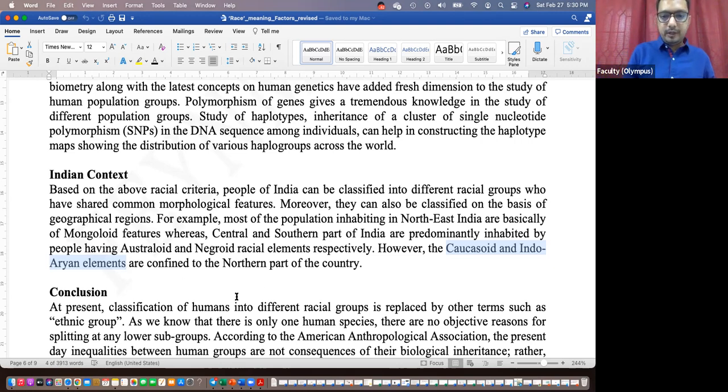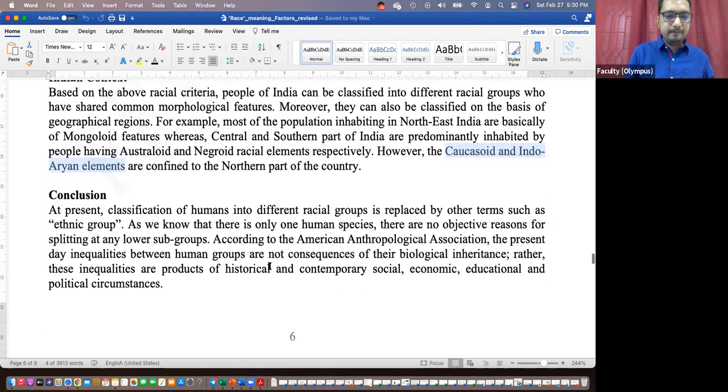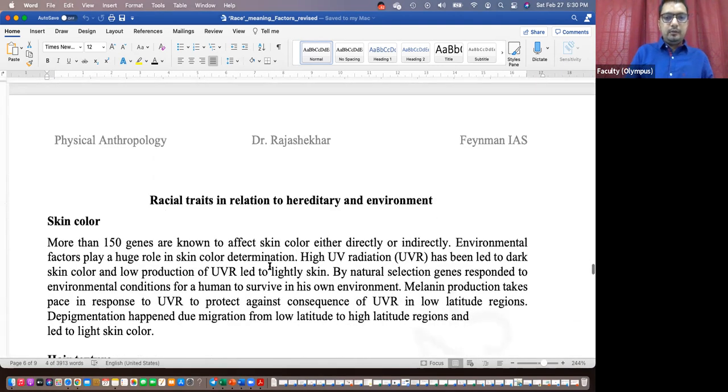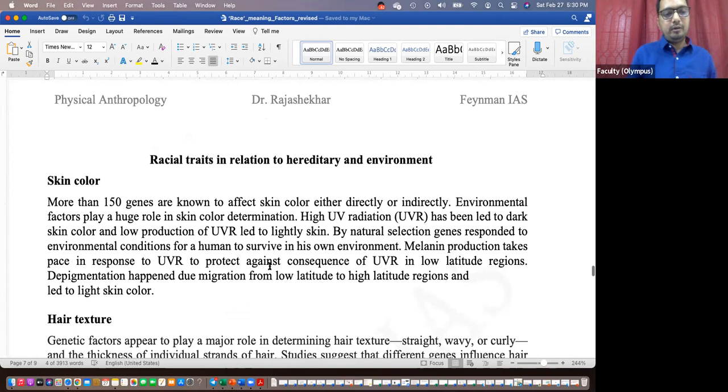So I've also provided a conclusion. Already we discussed this. And racial traits in relation to heredity and environment: I'm going to give you a bit of an idea on different traits and their genetic basis and environmental basis. Some of these we already discussed. I just wanted to put them into context. So if you get questions like this, what can you answer?